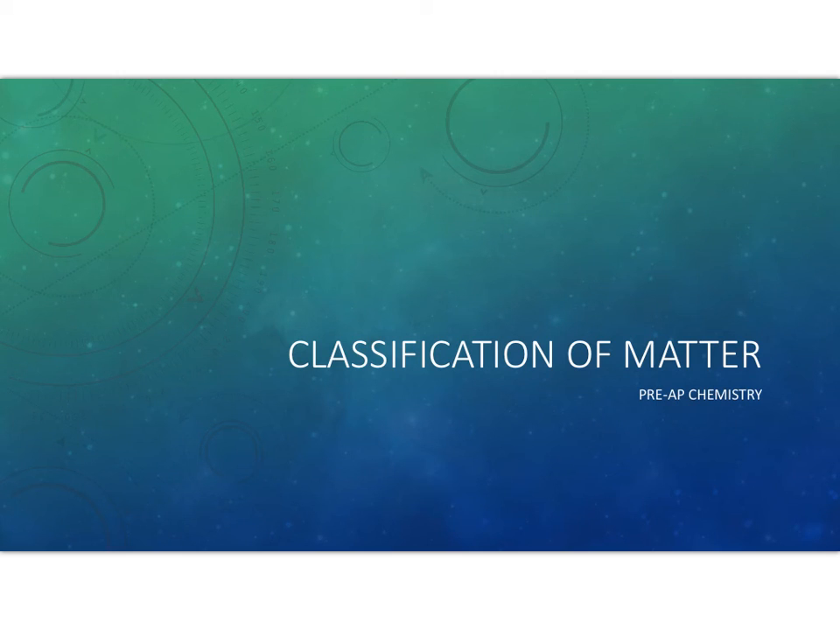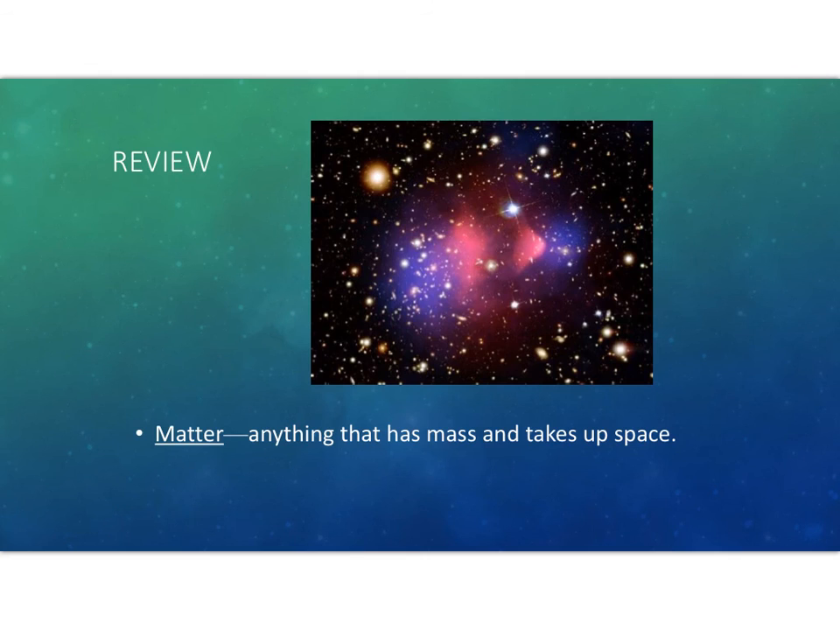Classification of matter. How can you tell if a substance is pure or a mixture? Let's review a few of the concepts from earlier this week. Matter is what we study in chemistry, its behavior and how it changes. We define matter as anything that has mass and takes up space. We can also rewrite the word space as volume. Anything that has mass and volume.